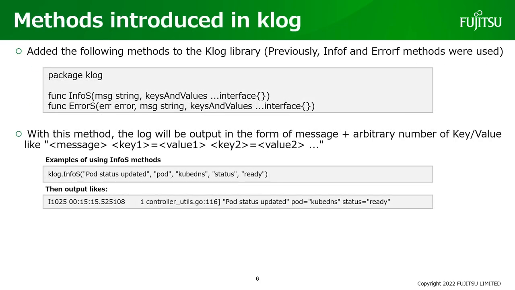Some methods were introduced in klog. The methods introduced by the KEP include these methods. The klog library has methods called InfoS and ErrorS. These are used where previously Infof and Errorf were used. With these methods, the output of the log message will be the message and some key-value pairs. The example below shows the usage of the methods and the resulting log output.